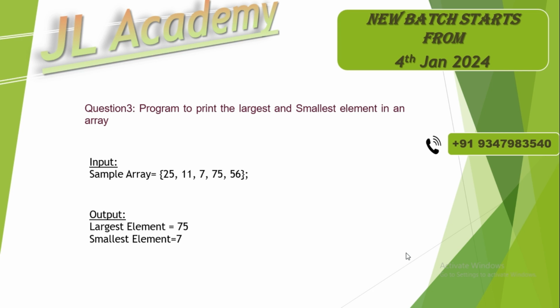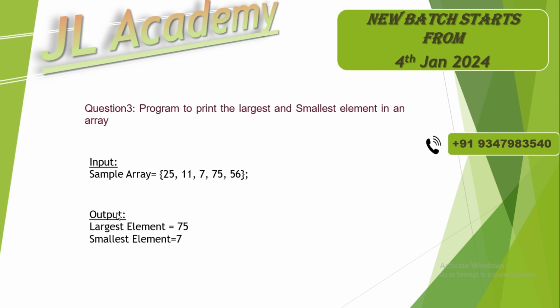So yesterday we have seen the second question, right? As part of this series, I will explain the next, third question, that is how to find the largest and smallest elements in an array. For example, this is the sample array, and it has five elements: 25, 11, 7, 75, and 76. In this, 75 is the largest and 7 is the smallest. So now let us write a program and see.